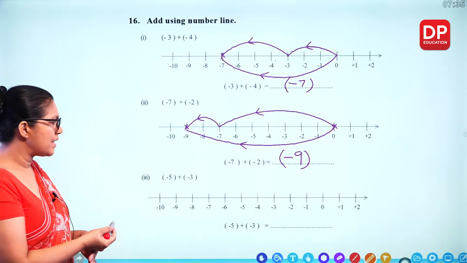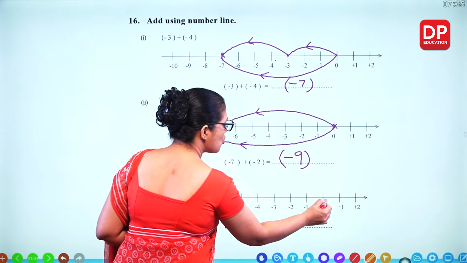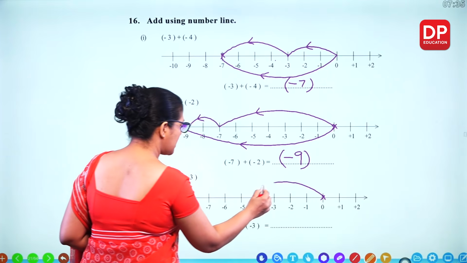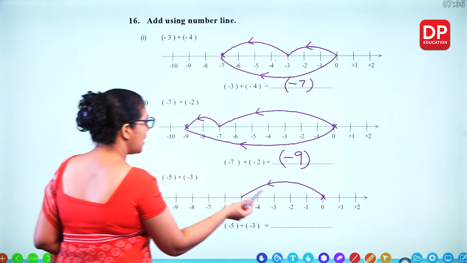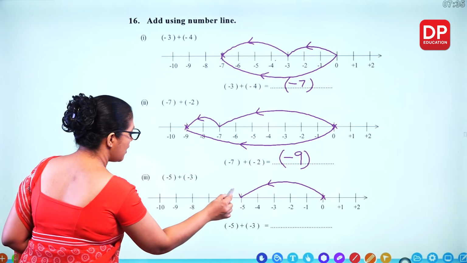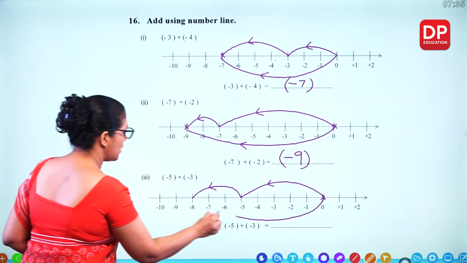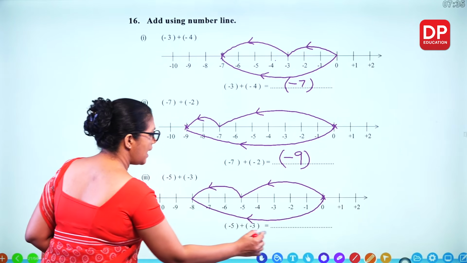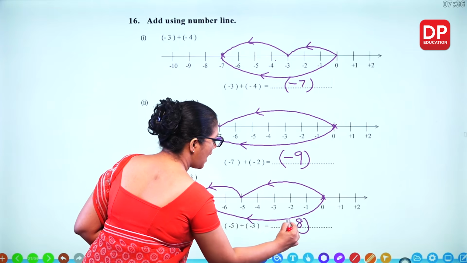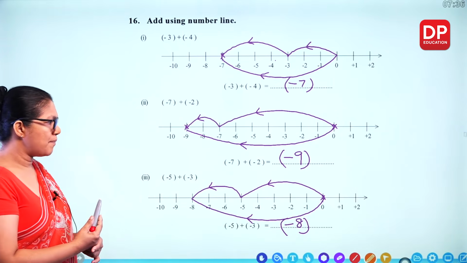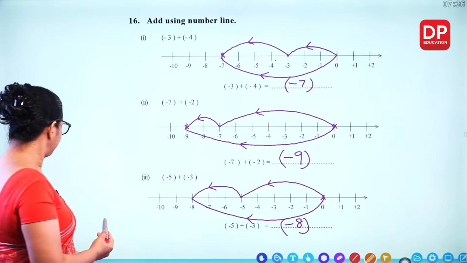Minus 5, minus 3. So starting from the initial point, minus 5 means towards the left side. Another 3 to the left. So the final position is minus 8. So minus 5 and minus 3 adding it becomes minus 8.